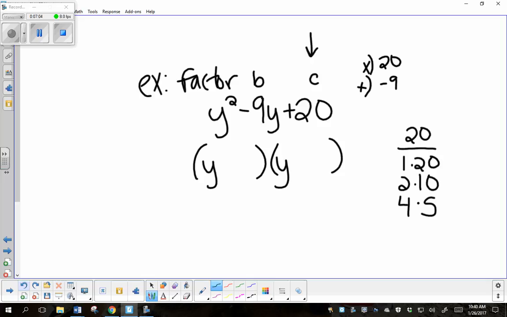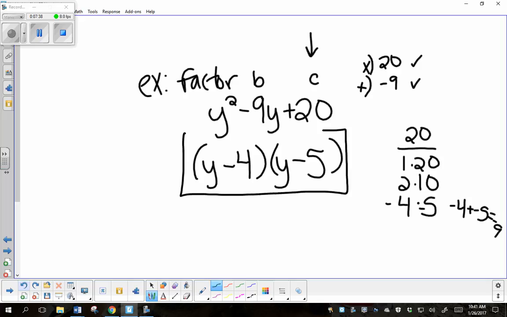But remember that if we do a negative times a negative, it will also give us a positive 20. Scratch that. Negative times negative is positive. So if I do negative 4 and negative 5, that multiplies to positive 20. And if I add those up, negative 4 plus negative 5 gets me that negative 9 that I wanted. So it fulfills both of those requirements. They multiply to positive 20, and negative 4 and negative 5 add up to negative 9. So what I'm going to put in my parentheses here is negative 4 and negative 5. And that should be my factored form.